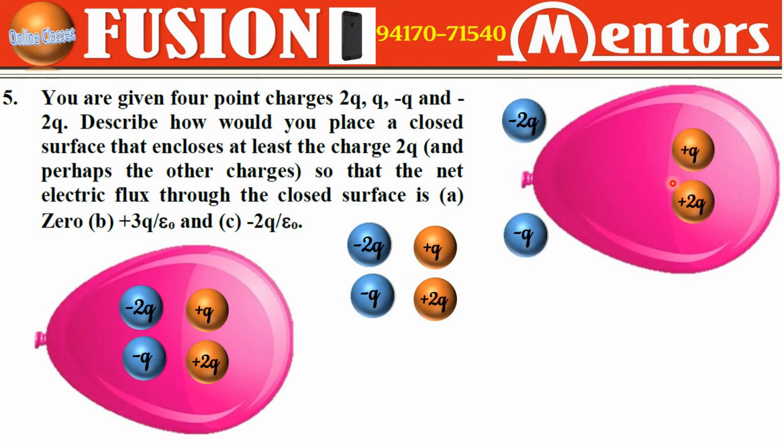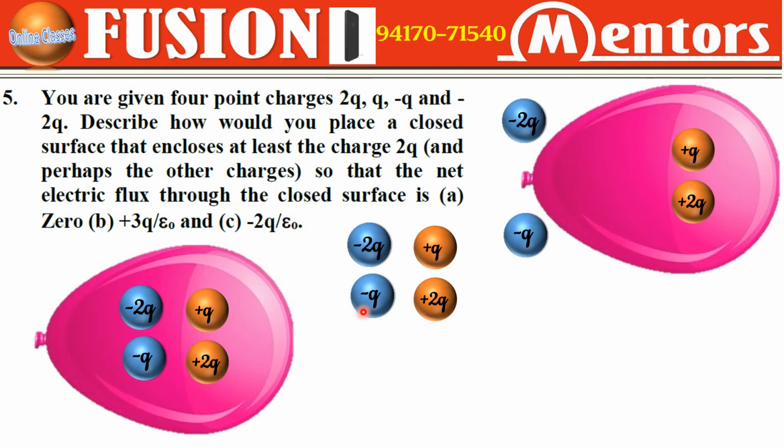Okay, last part. We need a flux of minus 2Q by epsilon. That is possible only if we have a total charge of minus 2Q enclosed inside the surface. Try to guess before me, better it would be. How to get a total charge minus 2Q inside the Gaussian surface? One way is place this one inside and place all these outside. One more way is there.